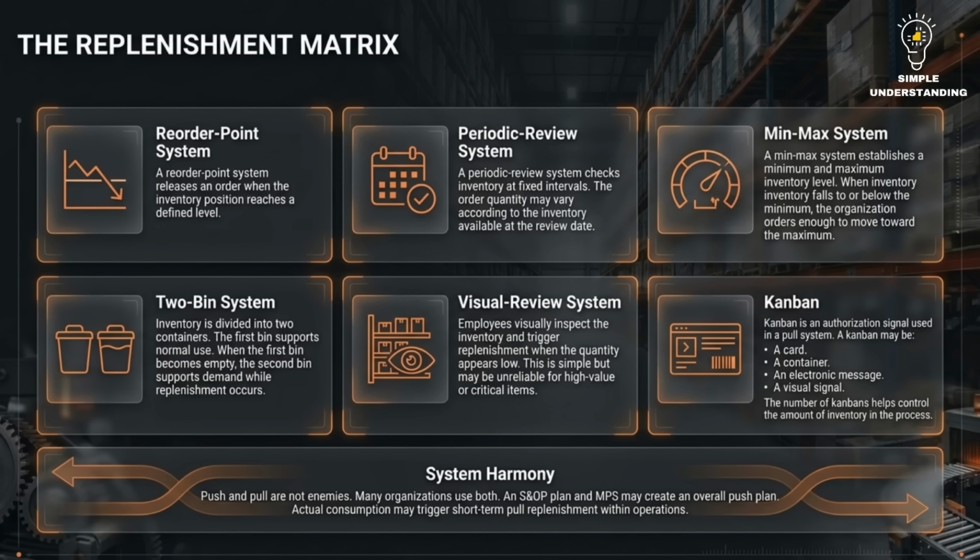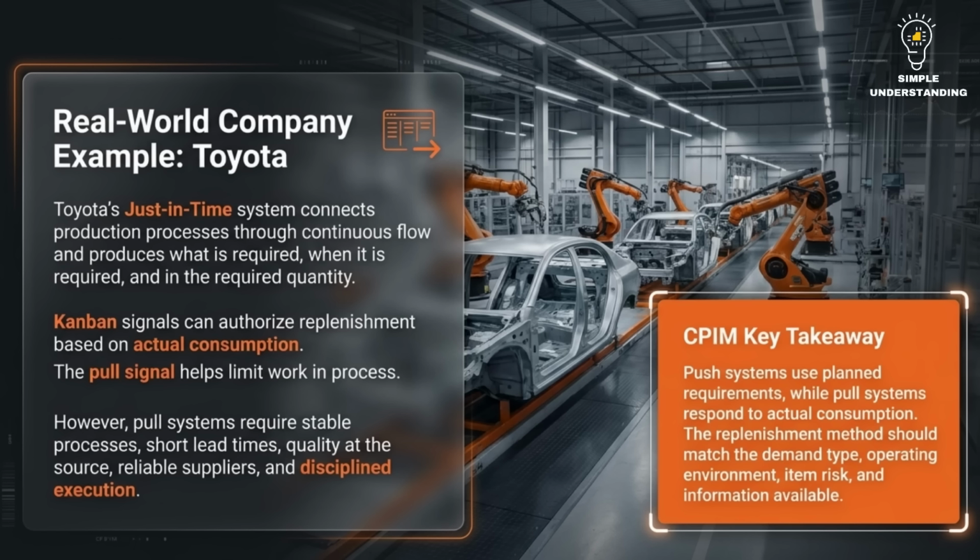Push and pull are not enemies. Many organizations use both. An S&OP plan and MPS may create an overall push plan. Actual consumption may trigger short-term pull replenishment within operations. Real-world company example. Toyota.